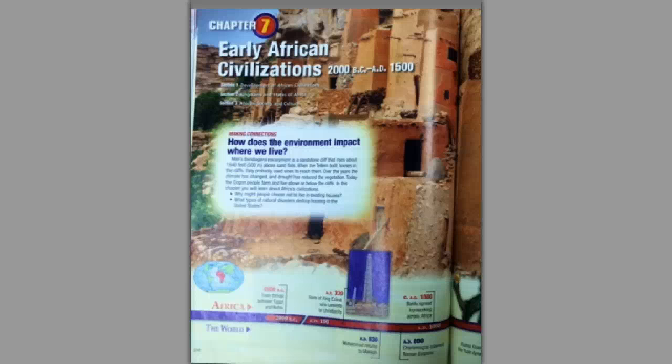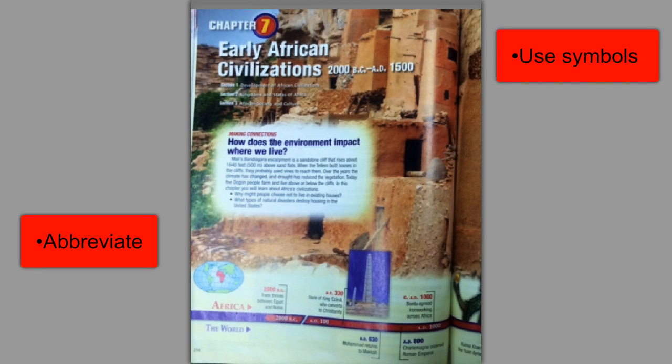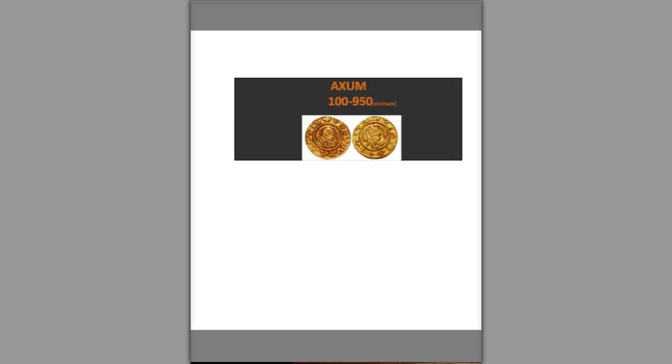Okay, before we get started on taking notes on Axum, I want you guys to remember that you are trying to paraphrase as much as possible so you're not writing so much. Also use abbreviations and symbols to shorten up your writing time as well. Remember, the point of taking notes isn't so that you're writing a lot down, it's so that you can get just the important information so that you can study from it later.